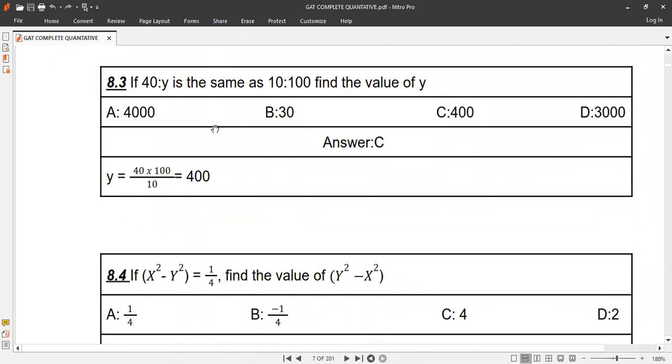These are easy questions, but you should know the rule. If you change the order, you change the sign. For example, here, no need to do a lot of calculations in number 84. Here, x power 2 minus y power 2 equals a quarter, 1 over 4. Find the value of y power 2 minus x power 2. No need to think about this question. Directly, only change the sign. x power 2 minus y power 2 equals a quarter. So if you change the order, you only change the sign.